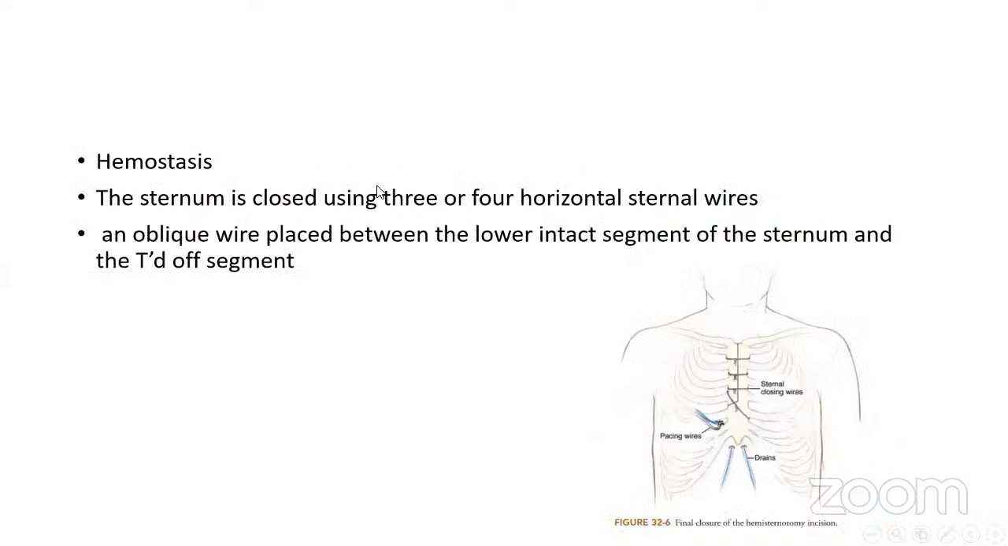Then after that, do hemostasis, especially around the retrograde catheter, because it will be retracted, and also check the drain tube entry point, the left ventricle, and the lower edge of the sternum at the T areas. The sternum is closed using 3 or 4 horizontal sternal wires, as you can see here, and an oblique wire placed between the lower intact segment of the sternum and the T segment.